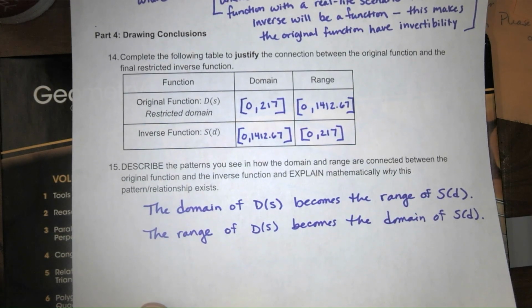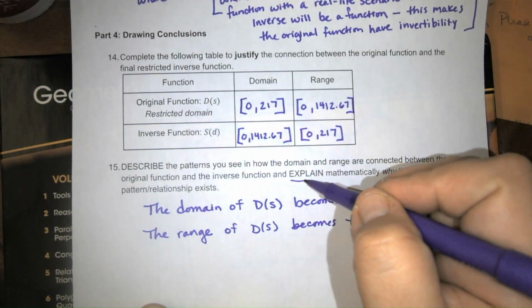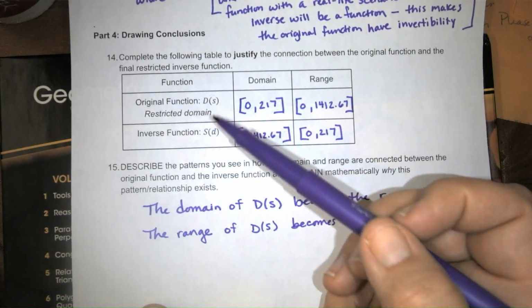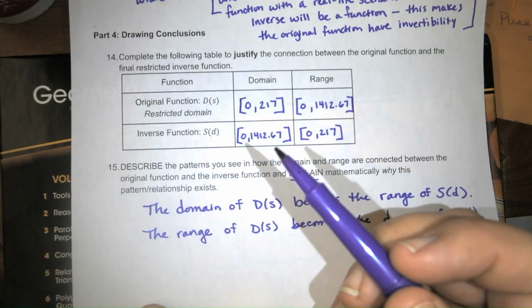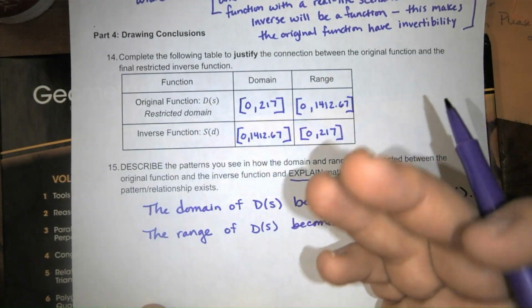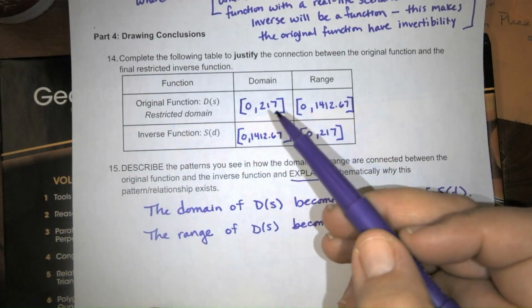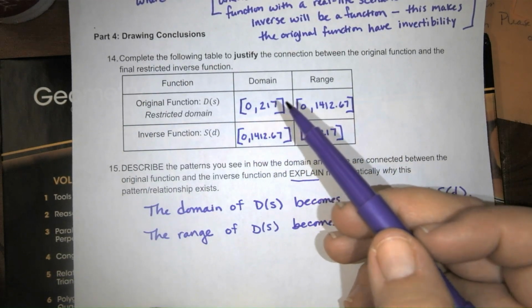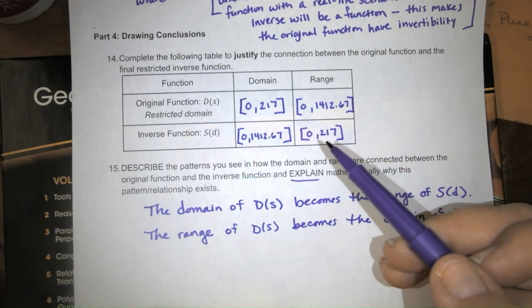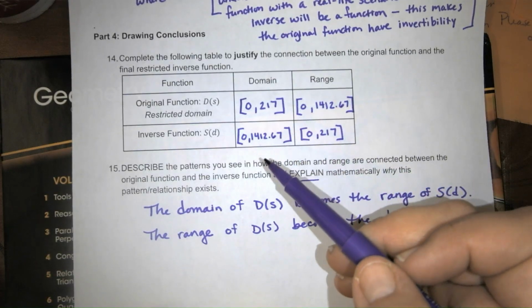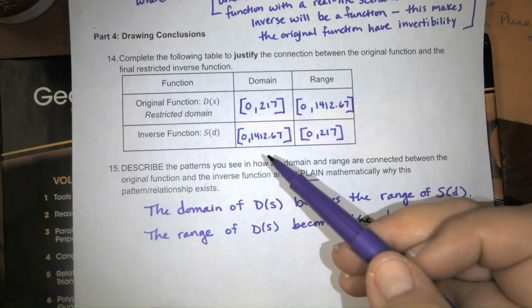Now, why does that happen? Because we've got to explain mathematically why this pattern is happening. If we remember how inverses and originals are connected, when you're taking the inverse, you're switching the inputs and outputs. Our inputs are our domain. So if I'm switching them, they now become our outputs, which is our range. That's why those numbers are switching like that. If I have the range, those are my y's or my outputs, and they now become my inputs. So in the inverse, it becomes the domain.